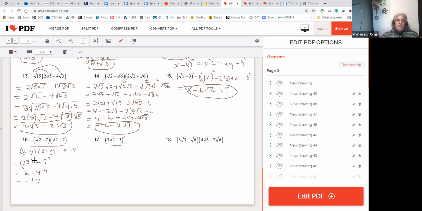Square root of 2 squared is 2. 7 squared is 49. There's a negative in between the two. 2 take away 49 is 47. All right, questions about that one?